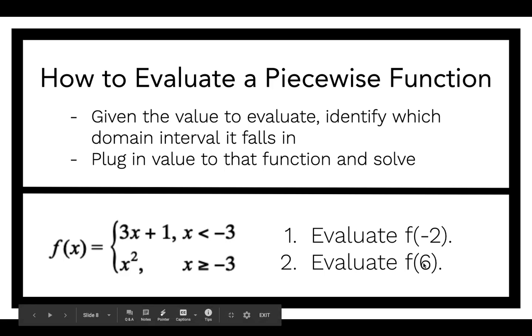Evaluate f of 6. Is 6 less than -3 or greater than or equal to -3? What is greater than -3? So we're going to plug it into this function. So 6 squared is 36.